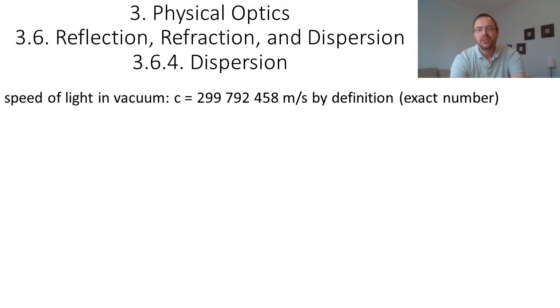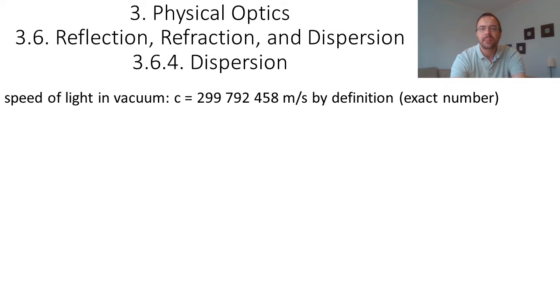In this video, we will discuss dispersion. We will need to remember that the speed of light depends on the material. In vacuum, the speed of light is 299,792,458 meters per second. That is an exact number by definition. In fact, the length of the meter is defined so that the speed of light in vacuum is exactly this value.